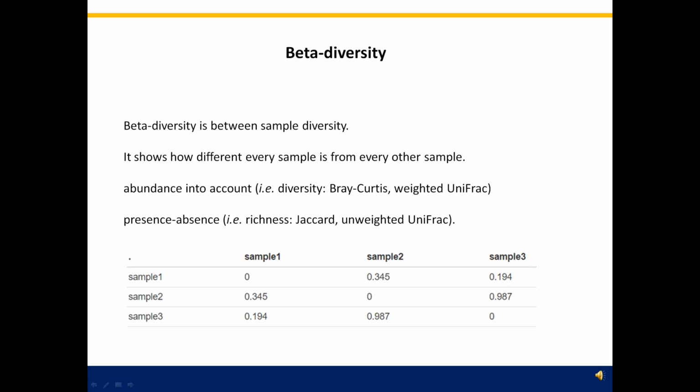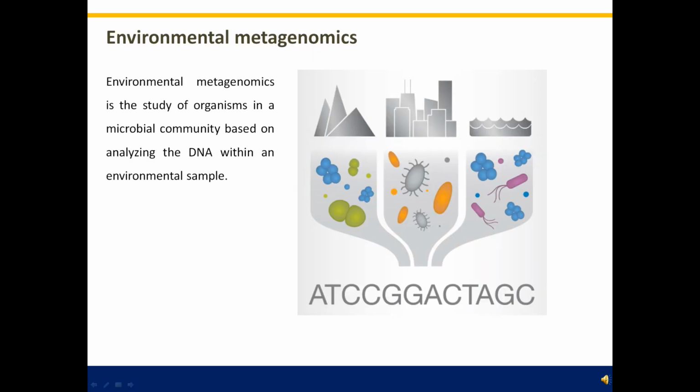And usually this table looks like this, and we cannot infer many things from it. So the best way to visualize beta diversity, or how different samples are from each other, is by using an NMDS method. It's called non-metric multi-dimensional scaling, and this method is similar to PCA or PCoA analysis. These are the things we will be discussing in detail in further classes. So now coming to environmental metagenomics.